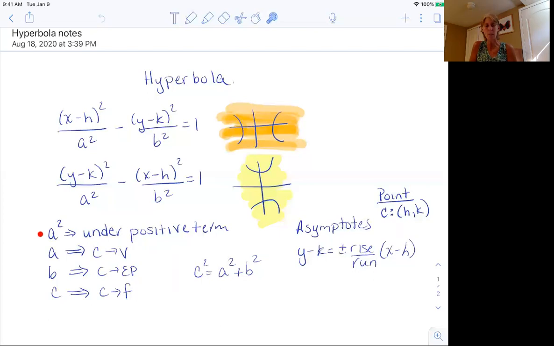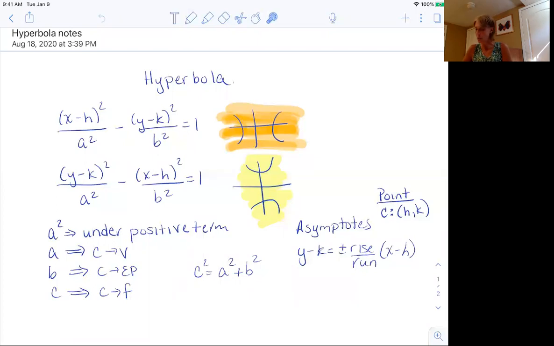A squared, remember, is always under the positive term. A is the distance from the center to the vertex. B is the distance from the center to the endpoints. C is the distance from the center to the foci. C squared equals A squared plus B squared is our formula to find missing information.